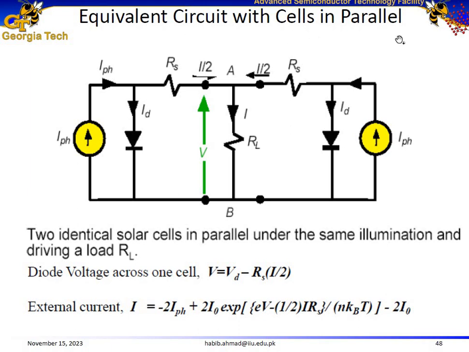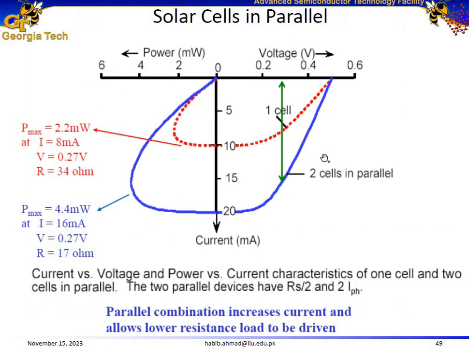What happens if we have two solar cells connected in parallel? Here is a parallel configuration of two solar cells. In parallel configuration, their current is doubled, however the voltage remains the same. So here is an example. Assume one cell gives us 10 milliamps of current, then two solar cells would give us double the current, 20 milliamps. However, their open circuit voltage would remain the same. And when current is doubled, the power is also doubled.